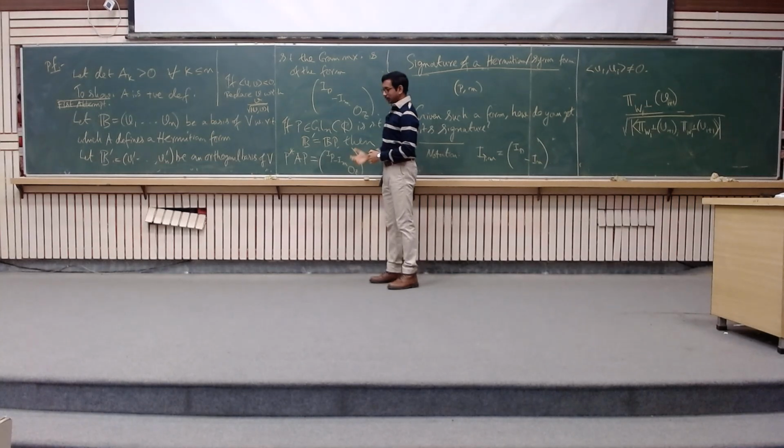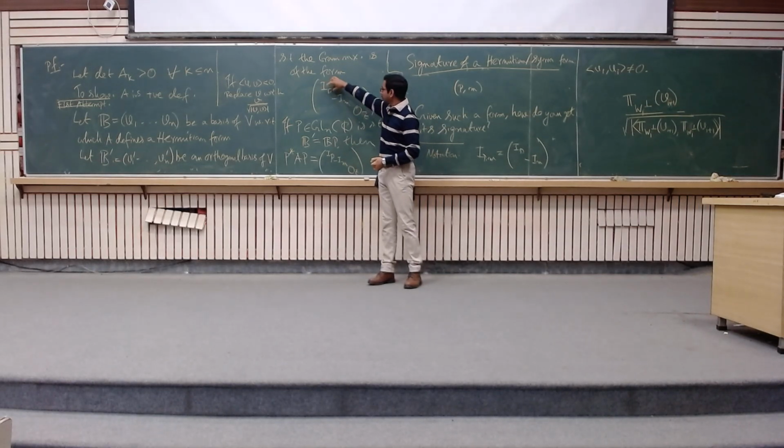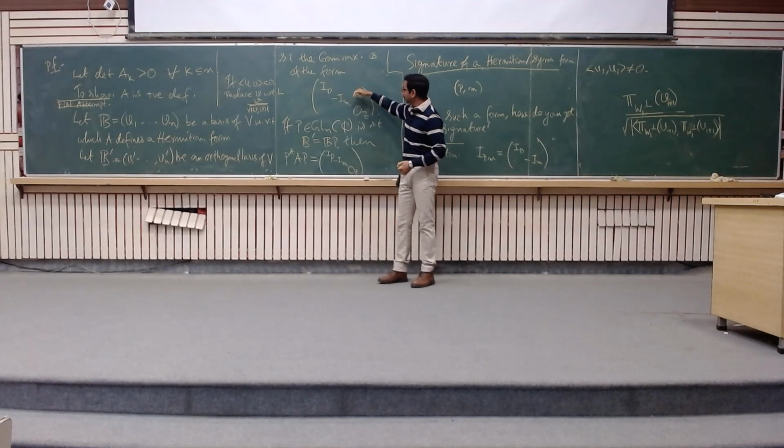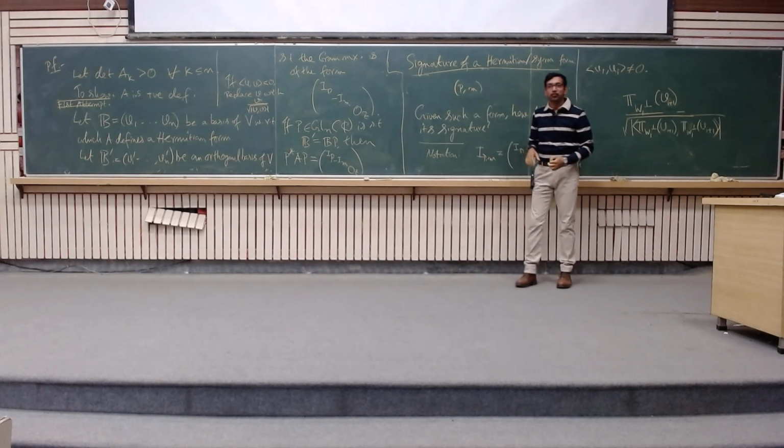And if you are already supplied an orthogonal basis, all you have to check is the signs of the diagonal entries. The positive ones correspond to P, the negative ones correspond to M, and the 0 ones correspond to Z. Put P and M together in a bracket, that's the signature of the form.